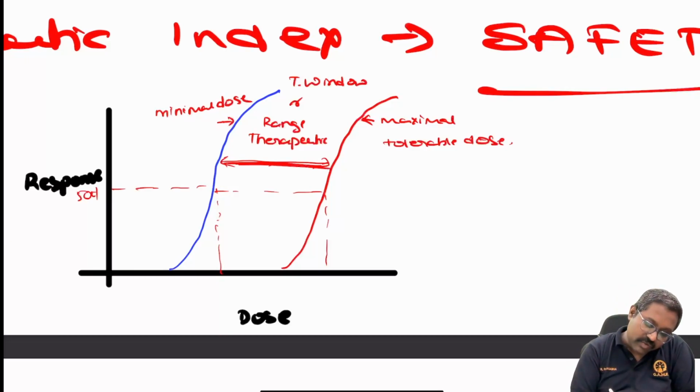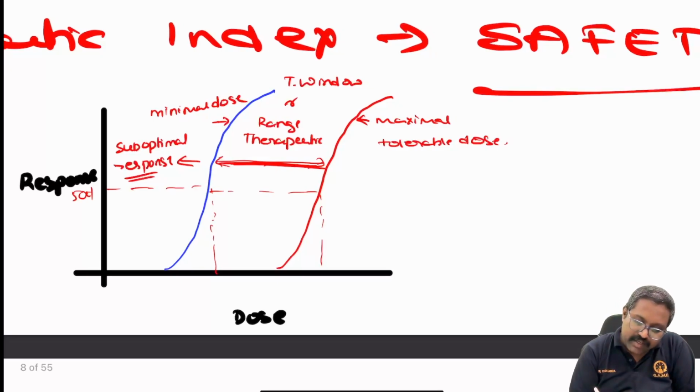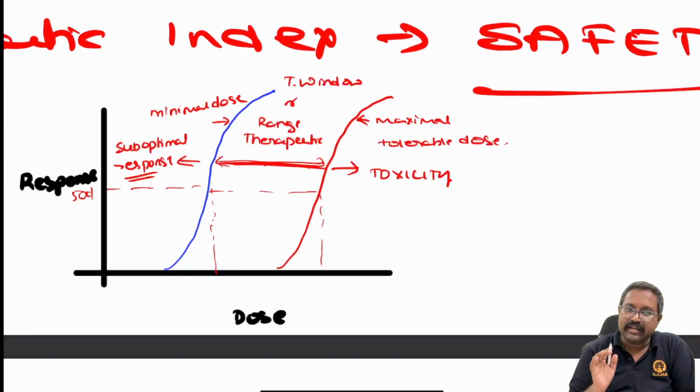Even if the dose comes below this minimal dose, what happens? There will be a suboptimal response. The response will not be enough to get a benefit. If the dose increases, what will happen? Toxicity occurs. So always try to administer a drug in this range, that is the therapeutic window, which is the safer range. So this will be the ED50, and this will be the LD50.